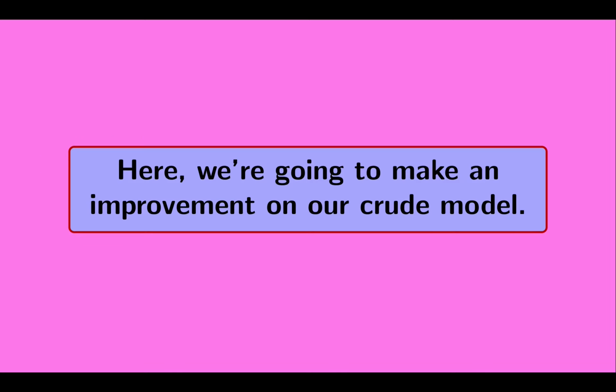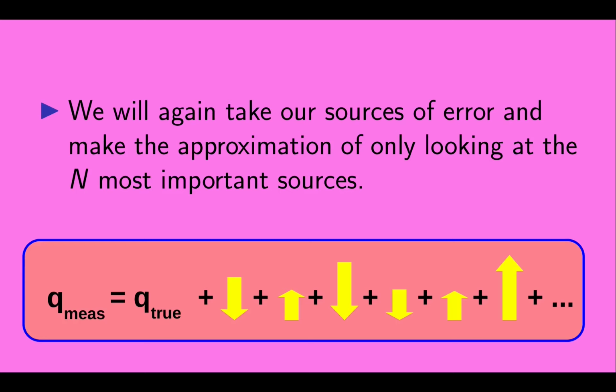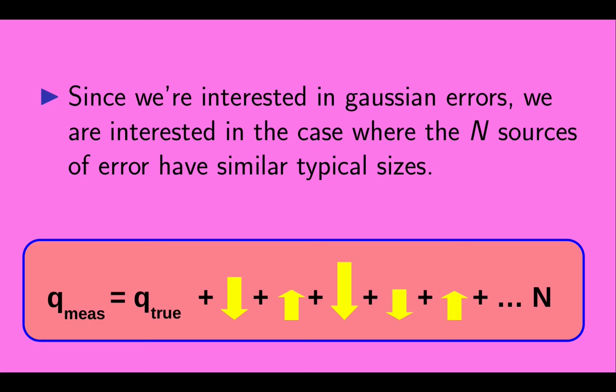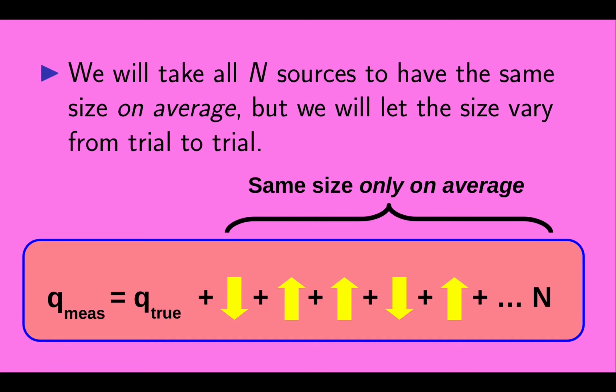Okay, that was what we did before. Here, we're going to make an improvement on our crude model. We will again take our sources of error and make the approximation of only looking at the n most important sources. But this time, we will not take the step size to always be the same. Since we're interested in understanding Gaussian errors, we are interested in the case where the n sources of error have similar typical sizes. So we will take all n sources to have the same size on average, but we will let the size vary from trial to trial.